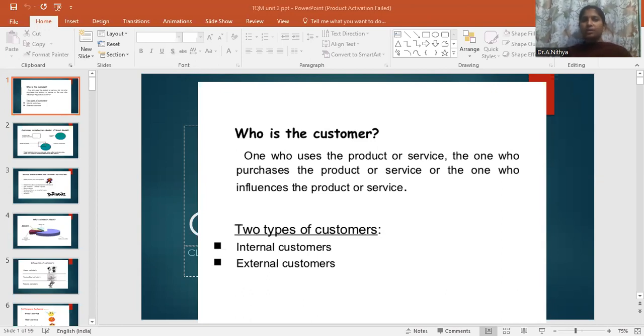So who is the customer? One who uses the product or service, the one who purchases the product or service, or the one who influences the product or service. These are called customers. As we all know, there are two types of customers: internal and external. Internal customers means the employees in the organization, and external customers means end users.